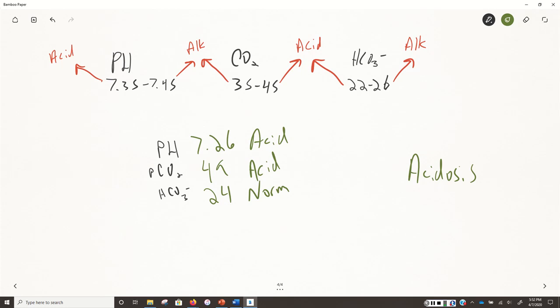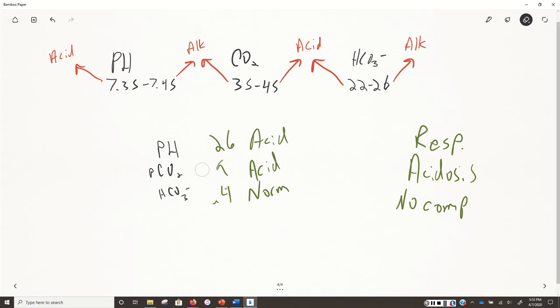CO2 matches with the pH, so this is respiratory acidosis. High CO2 is causing low pH. Something like asthma, something like COPD. And the bicarb is normal, so what does that tell us? That tells us that there is no compensation occurring yet. Okay, next.